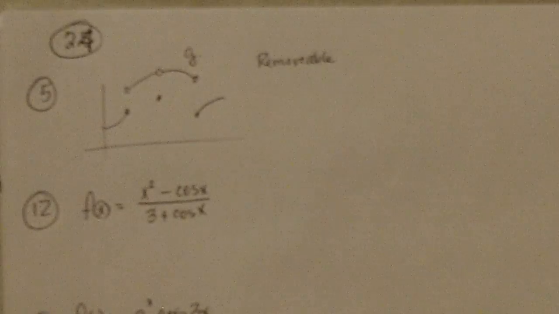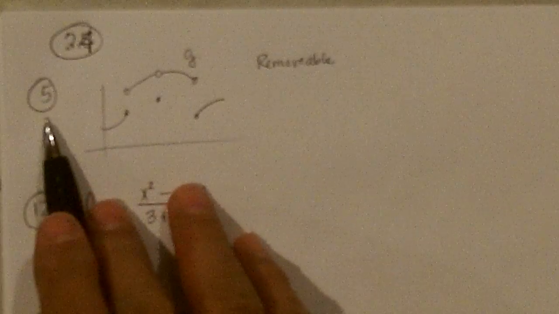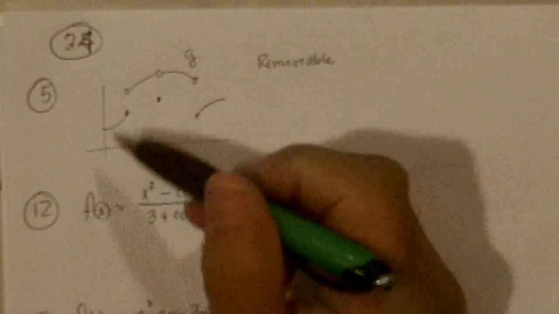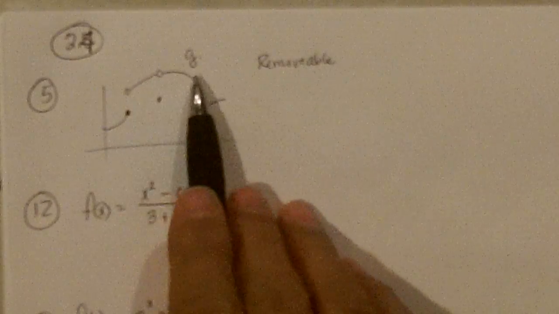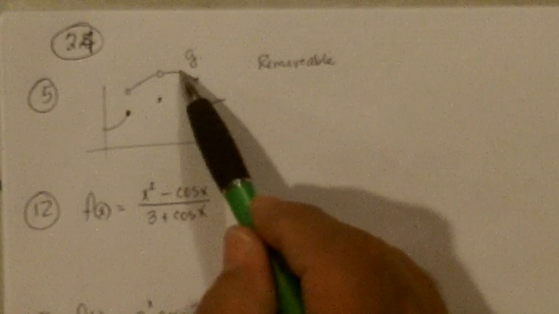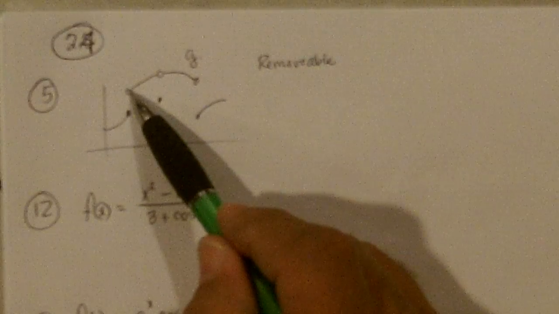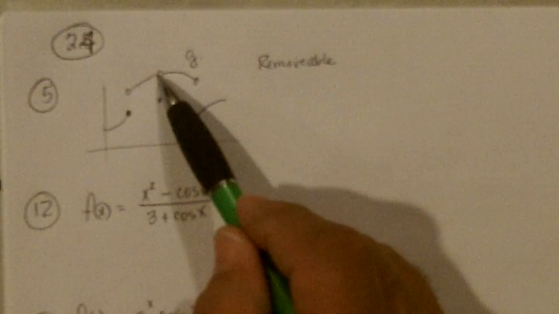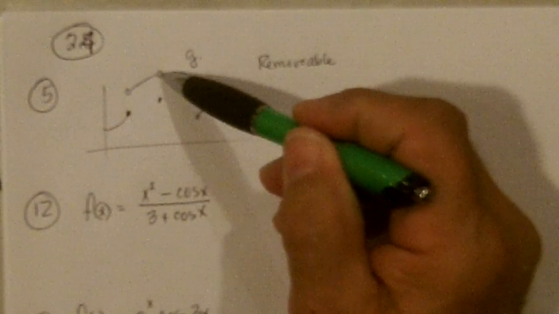Okay, 2.4. On number 5, we're supposed to find if there's any point where there's removable discontinuity. The only place that could happen is if it was just a hole in the graph, where the limit from each side approaches the same value. This approaches a different height than this, so it's not here. These two right-hand and left-hand limits are the same, and so all we have to do is move this point up to there.